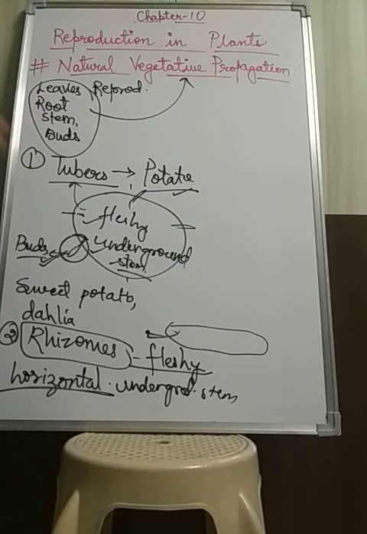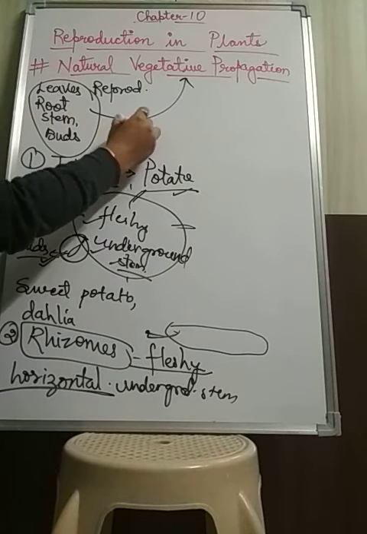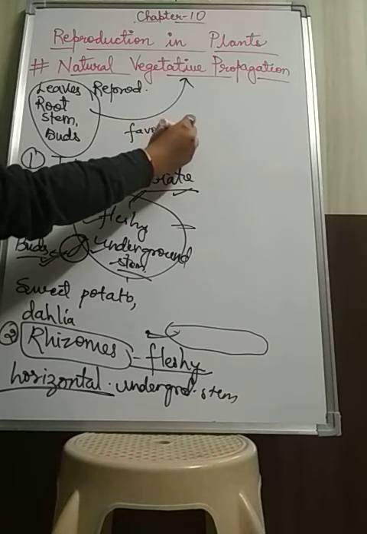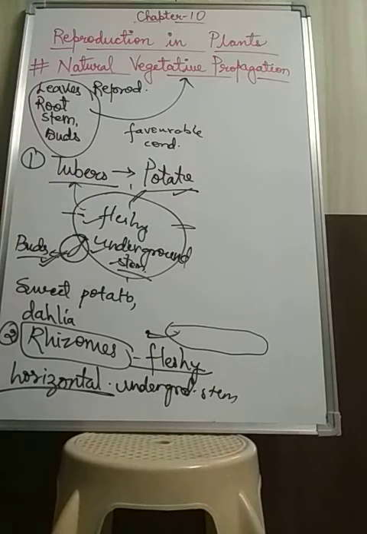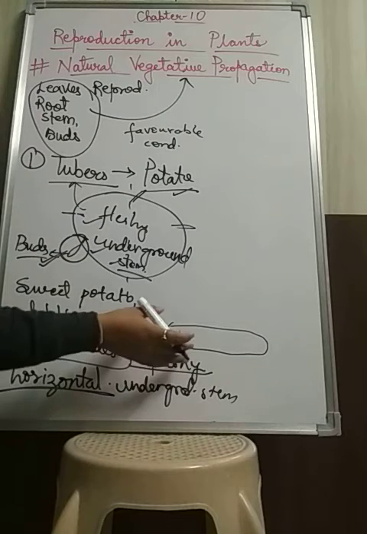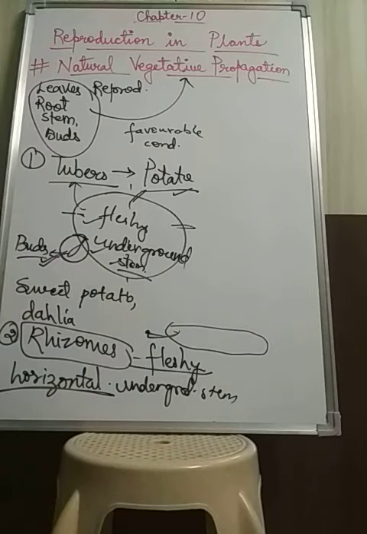Students, in this chapter you will hear this phrase many times: favorable conditions. Favorable conditions are those conditions like proper temperature, humidity or moisture. So whenever one part of this fleshy underground stem gets the favorable condition, it will give rise to a new plant.